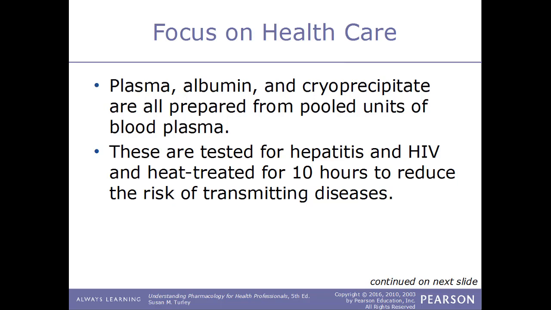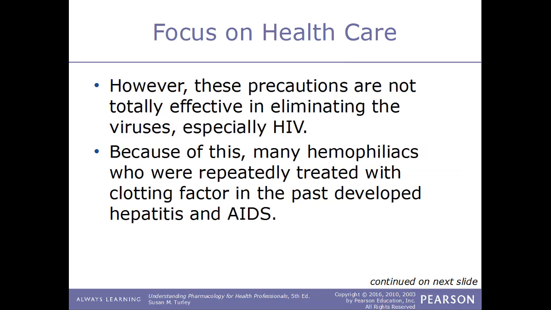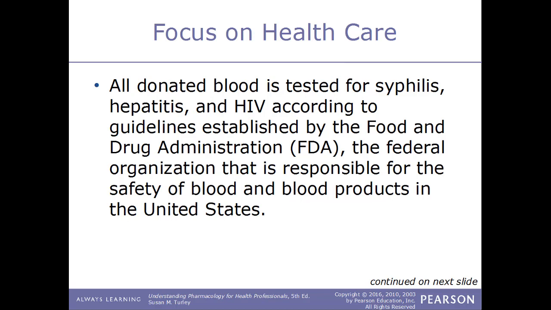And these are tested for hepatitis and HIV, and then heat treated for 10 hours to reduce the risk of transmitting any diseases. However, these precautions are not totally effective in eliminating the viruses, especially HIV. And because of this, many hemophiliacs who were treated with clotting factors in the past developed hepatitis and AIDS. All donated blood is tested for syphilis, hepatitis, and HIV according to guidelines established by the FDA, the federal organization that is responsible for the safety of blood and blood products in the U.S.